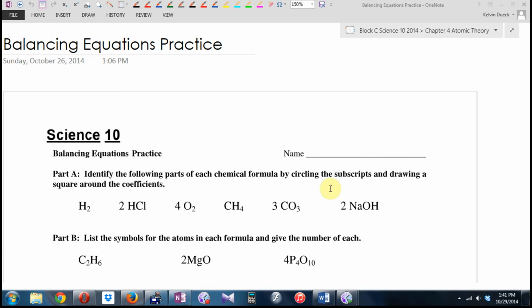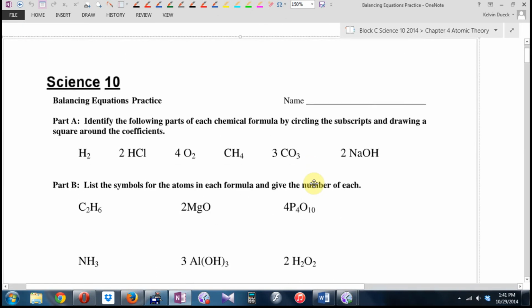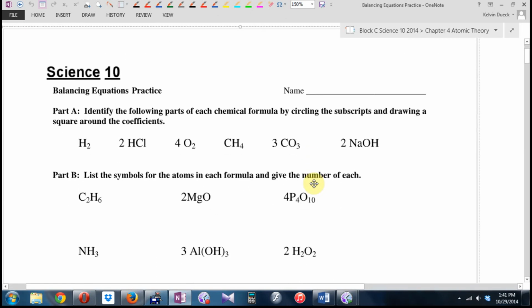So, number 1, part A says this. This is just terminology. I'm going to be using these terms, though, so you want to know the difference. It says, identify the following parts of each chemical formula by circling the subscripts and drawing a square around the coefficients. Which of these are subscripts? When I say subscripts, what am I talking about in a chemical formula? Sub, you can think below. It's the little small number below. So circle the subscripts. This is a subscript. This is a subscript. This is a subscript. This is a subscript.